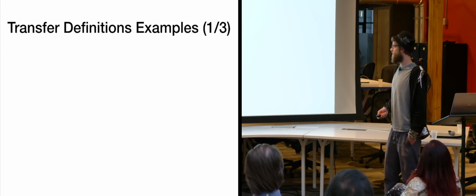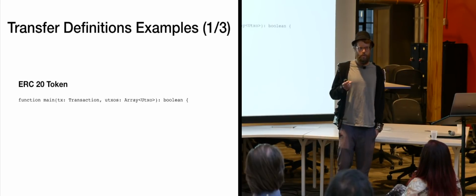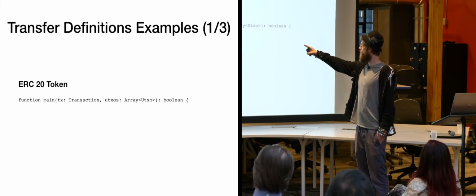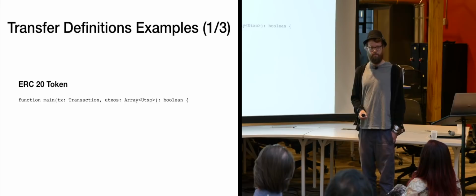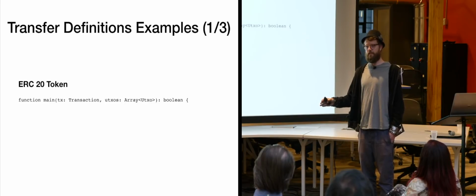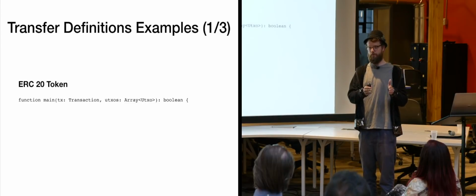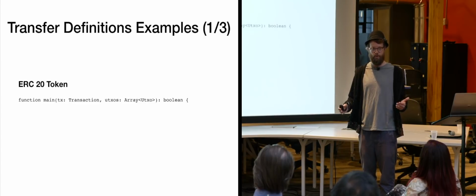So let's look at this example of the ERC20 token. What you have to do is implement in JavaScript a function that inputs the JSON representation of the transaction and outputs a Boolean. That's it. That's all that the standard says. Plug in your definition here. It has to be a function that inputs a JSON representation of a transaction and outputs a Boolean. I don't care about the rest. You can plug in there whatever you want.